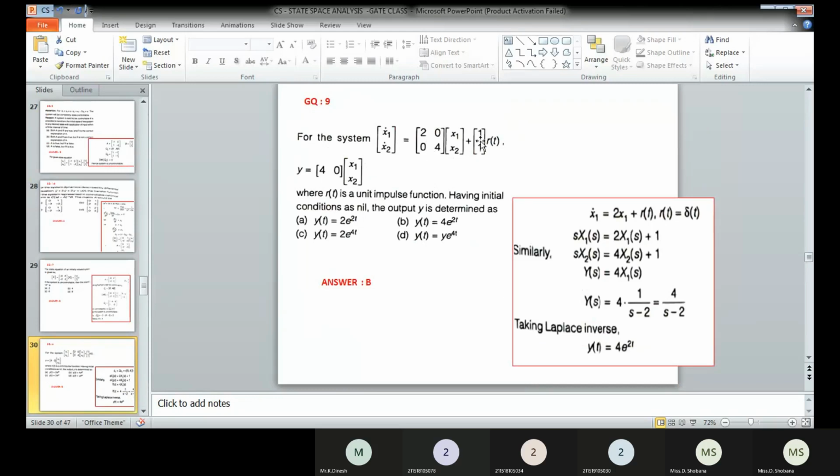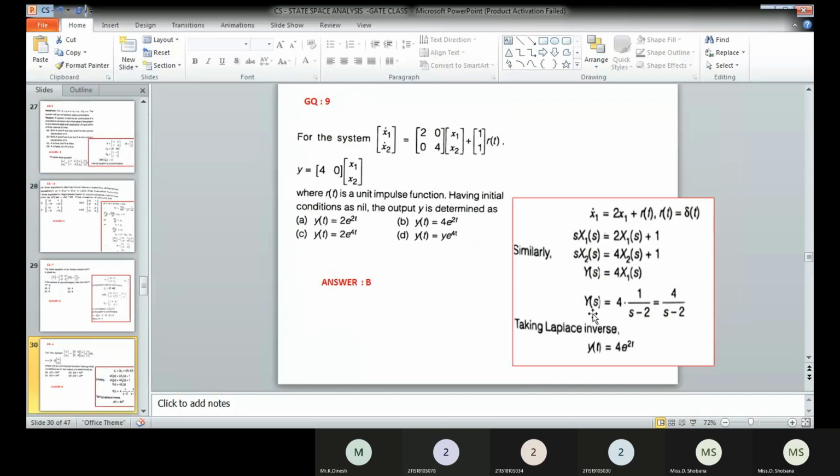This is the A matrix, B matrix, C matrix. Now you can write the state equations directly. x1 dot is equal to 2 into x1 plus u of t. Similarly, x2 dot is equal to 4 into x2 plus u of t. For the first equation, applying the Laplace transform, you will get this. In the output equation, only 4 into x1 of s comes.